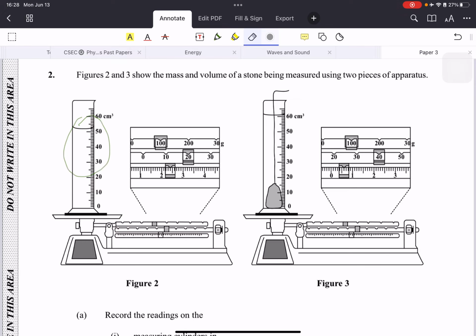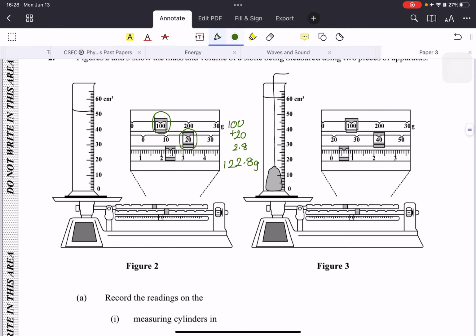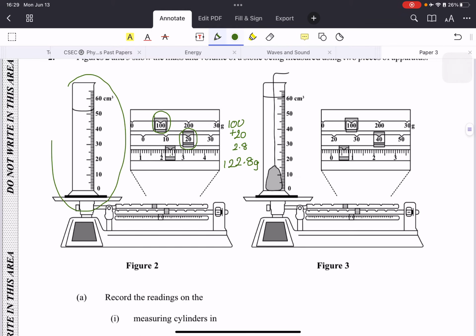So let's see how to read this triple beam balance. It's called triple beam because it has 3 different things you need to read from. This is the largest value here, this is the medium, and this is the smallest value, right? So the mass of this water is 100 plus 20 plus, and we have to look carefully here, 2.8. So the total mass is 122.8 grams. Okay, so that is the weight of everything here without the stone.